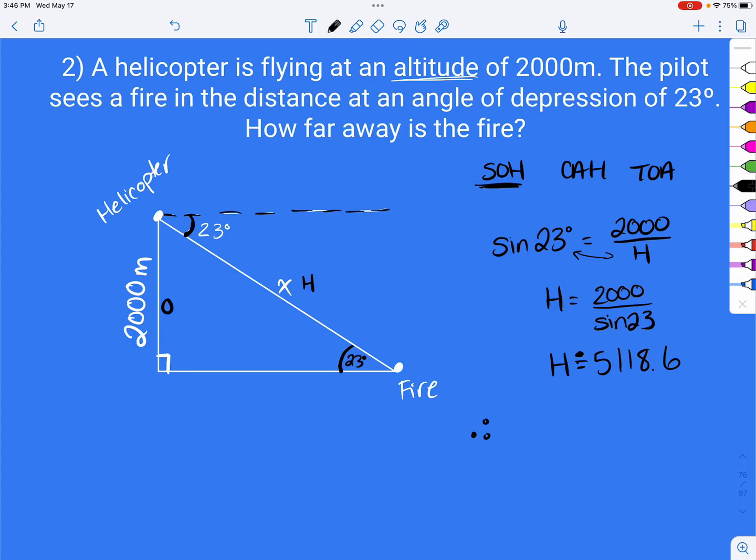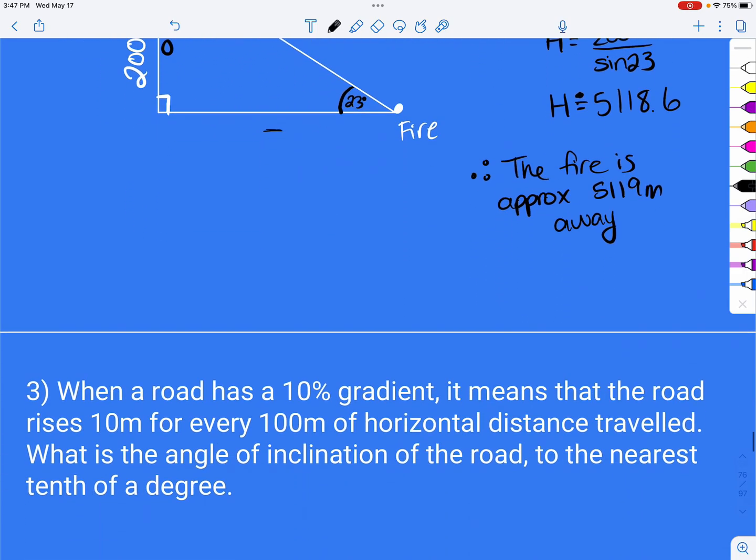And a word answer, sorry. The fire is approximately 5,119 meters away. Right. Again, this question is not really clear if it's talking about this side or that base. On a test, I will be very clear. Third problem.